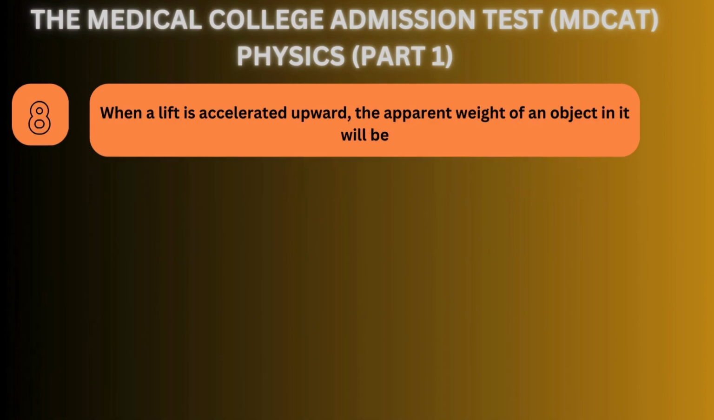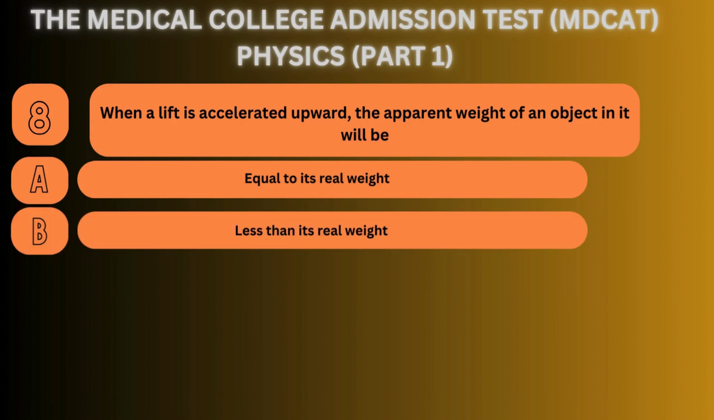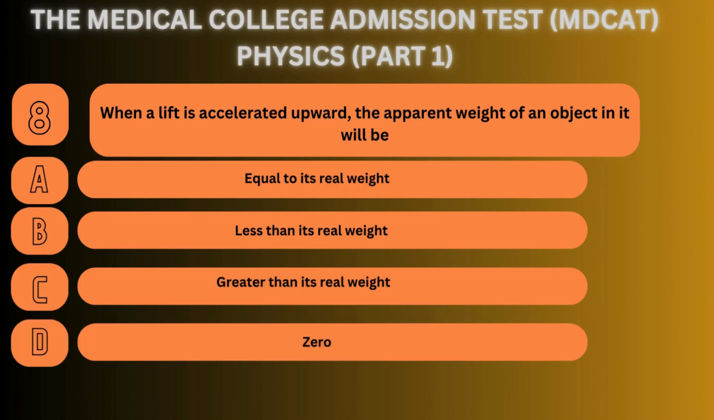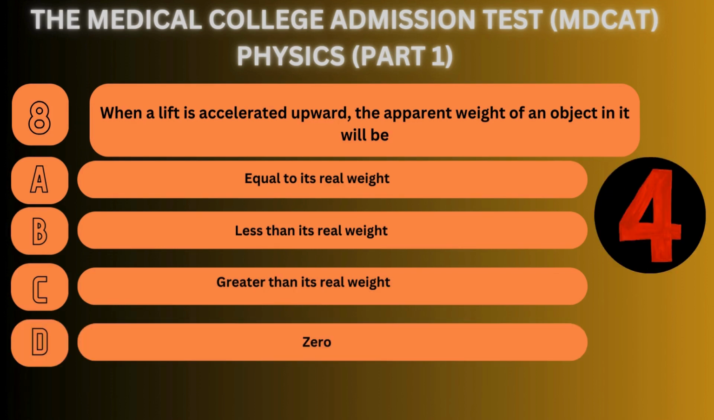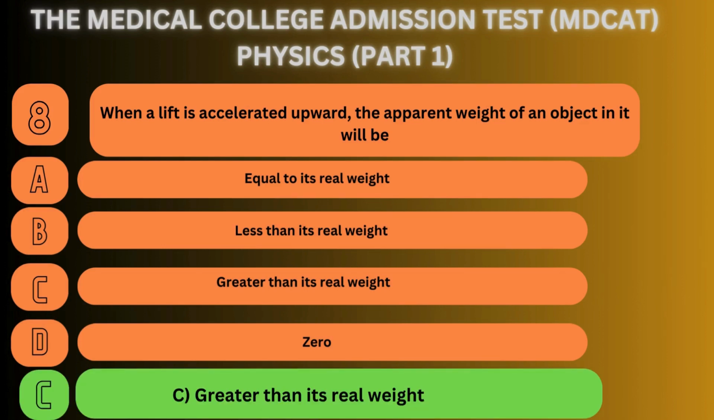Question number 8. When a lift is accelerated upward, the apparent weight of an object in it will be option A, equal to its real weight, option B, less than its real weight, option C, greater than its real weight, option D, 0. 5, 4, 3, 2, 1. Correct answer is C, greater than its real weight.